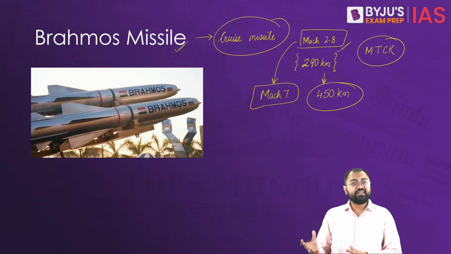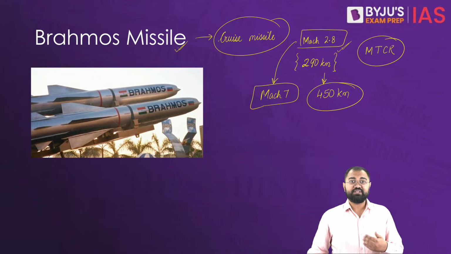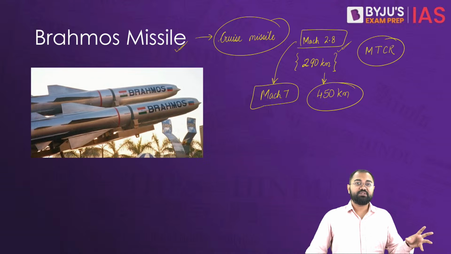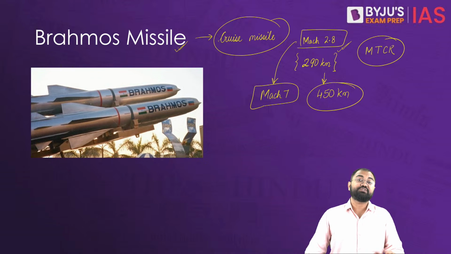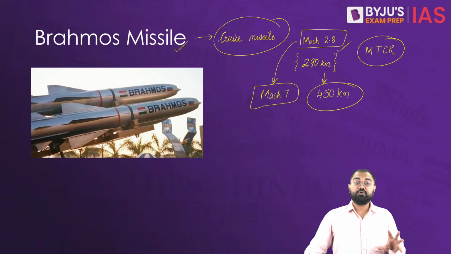And there are various variants of the BrahMos missile as well. For example, it can be launched from a ship, so there is the ship launch variant. Similarly, there is a land launch variant, and an air launch version as well. One lies with the Indian Army, one with the Navy, one with the Air Force, and apart from that there is a submarine launch version also that India has. So we have a capability of launching these missiles from almost anywhere.